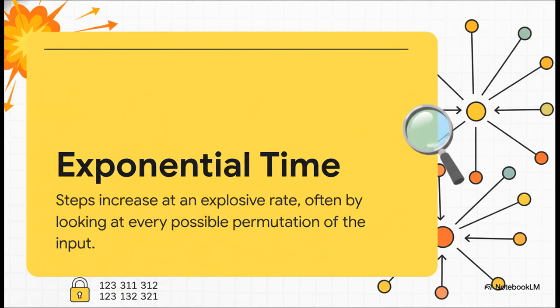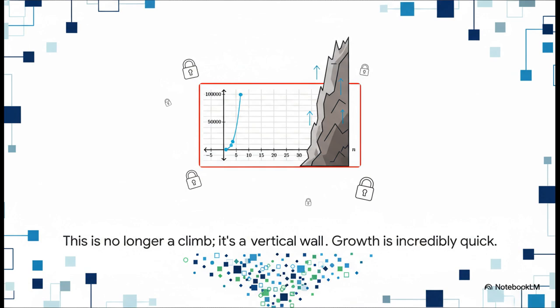This is what happens when an algorithm has to check every single possible combination of something, like trying to crack a password by trying 0000, 0001, 0002, and so on. The result is just stark. Look at that. This isn't a climb anymore. It's a vertical wall. Just adding one more digit to that password doesn't add a little more work, it multiplies the work by an enormous factor. This kind of growth becomes totally unmanageable, incredibly fast.